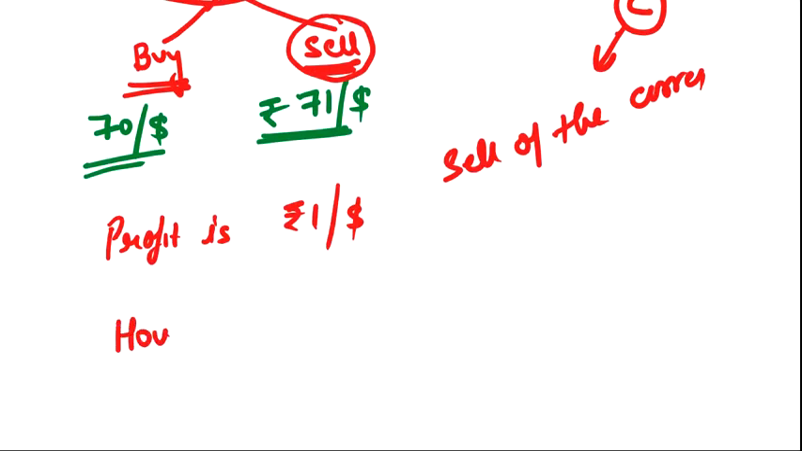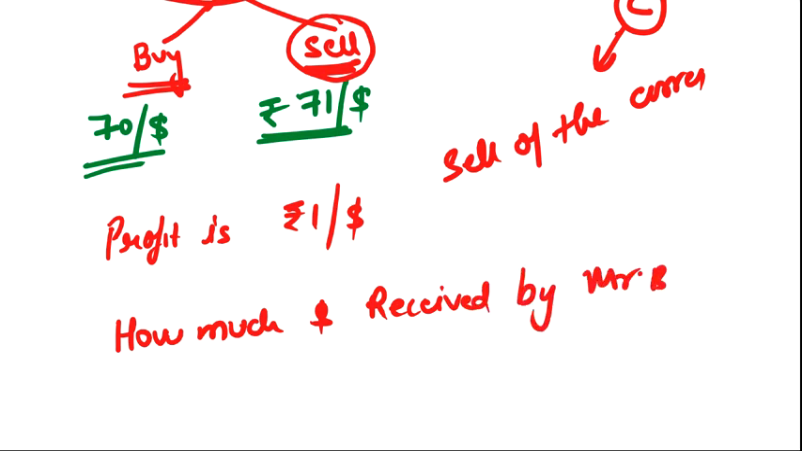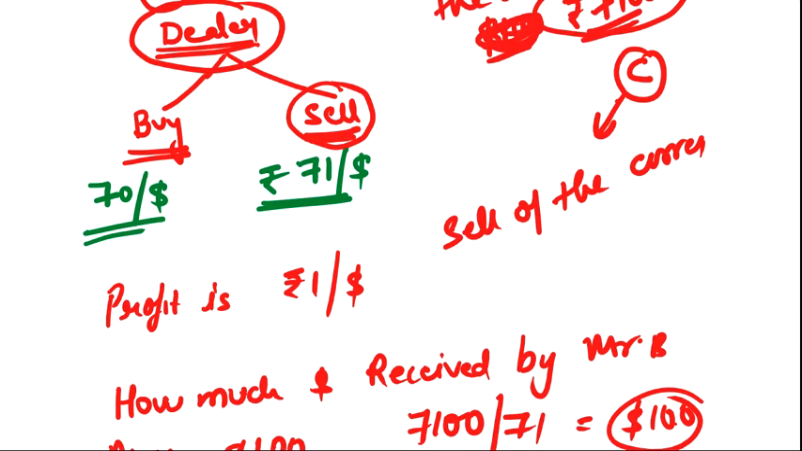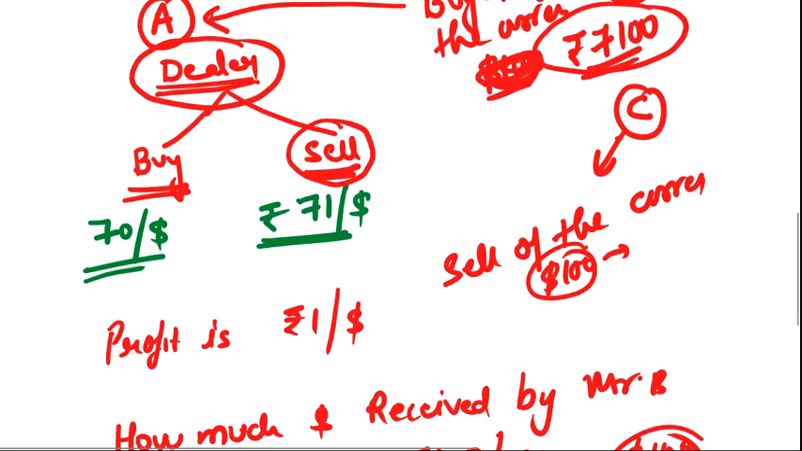Then write down how many dollars are received by Mr. B. The answer is $100. How? He has 7100 INR divided by the rate, 71. So what I am left with is $100. Clear? Now Mr. C wants to sell dollars. He has $100 in his pocket and he wants to sell the dollars. He wants Indian rupees.